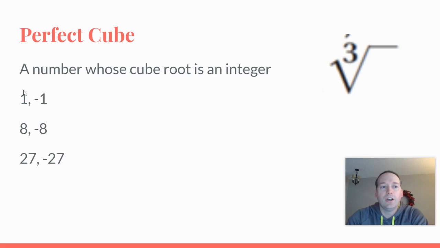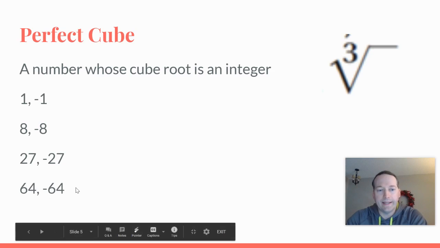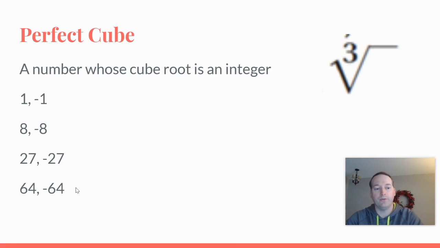The cube root of this is 1, cube root of this is -1. Now, because it is an odd root, right, you can have negative numbers. So a negative times a negative times a negative, 3 negatives make a negative. So you can have negative roots here. Like in square roots, you can't. Cube roots, you can. So the cube root of 8 is 2. Cube root of -8 is -2. Okay, 3, -3. 4, -4, so on and so forth.